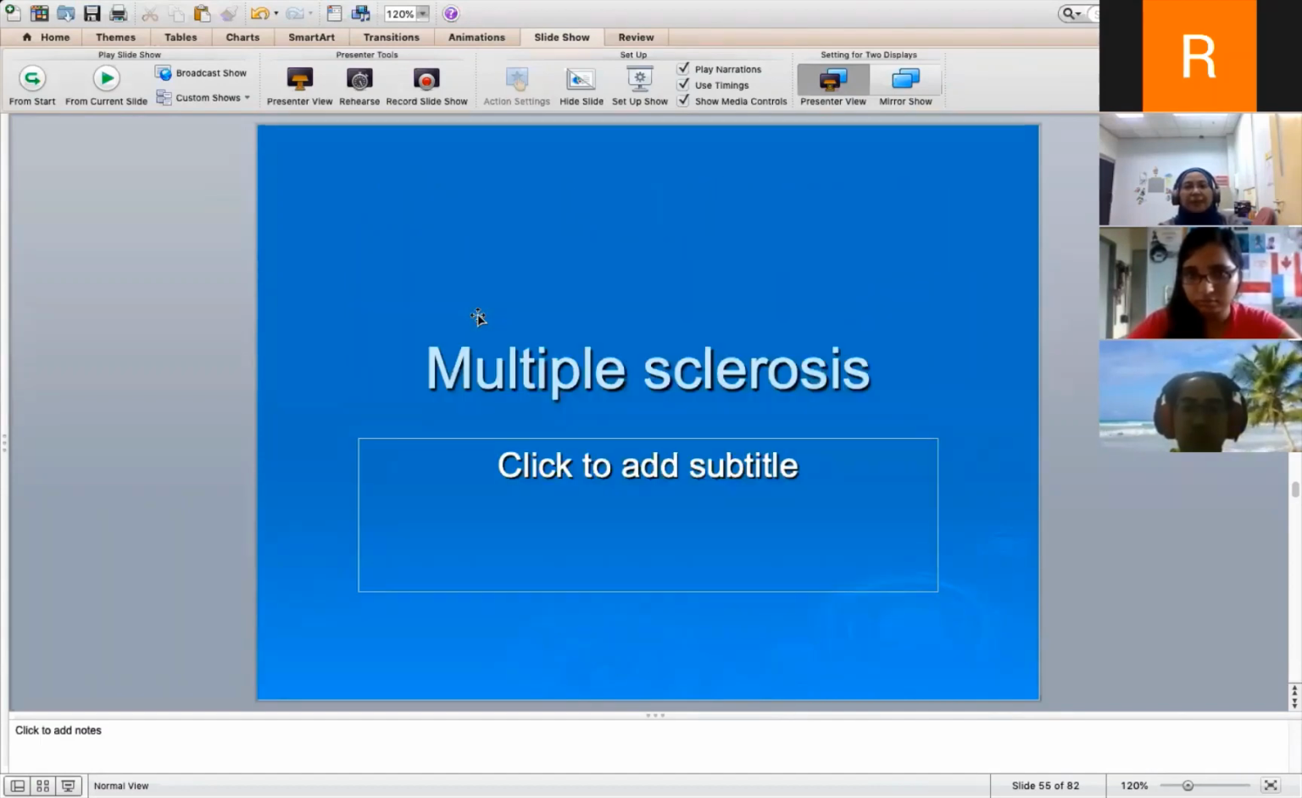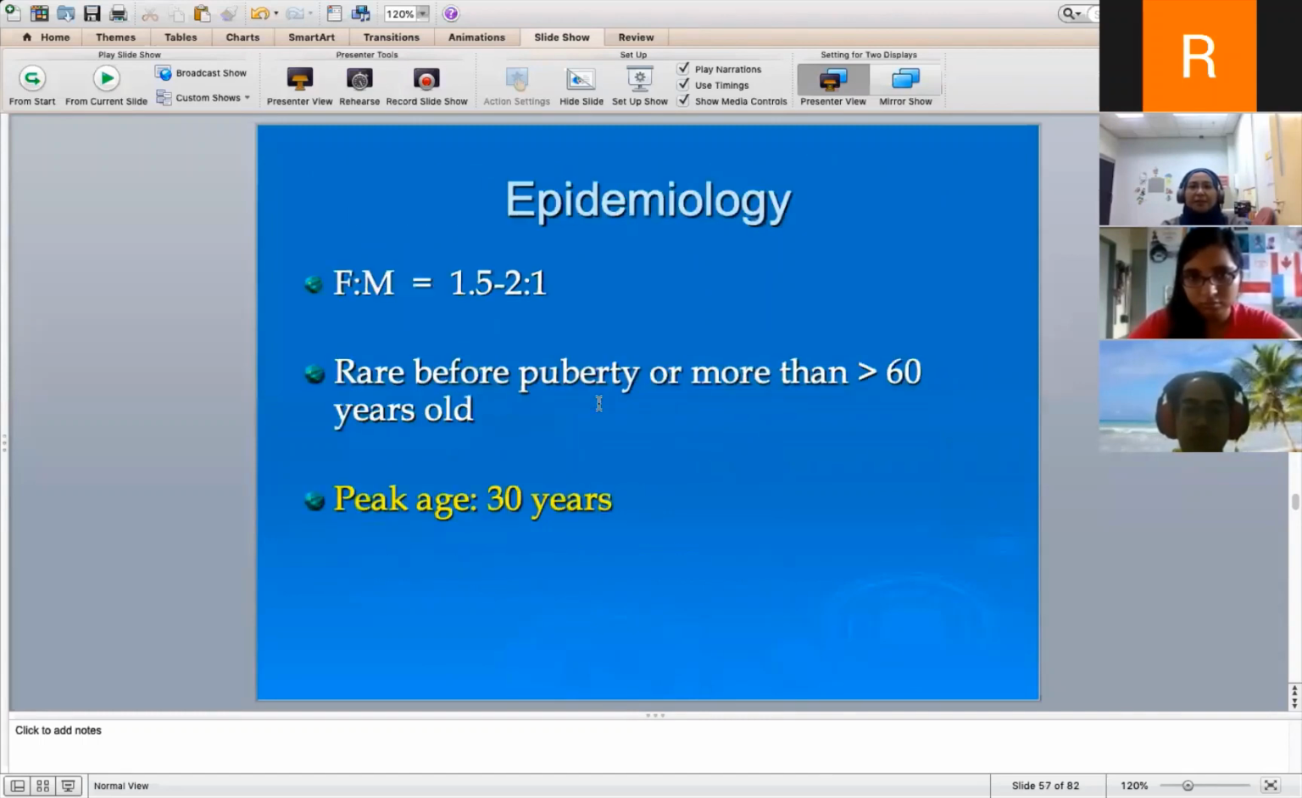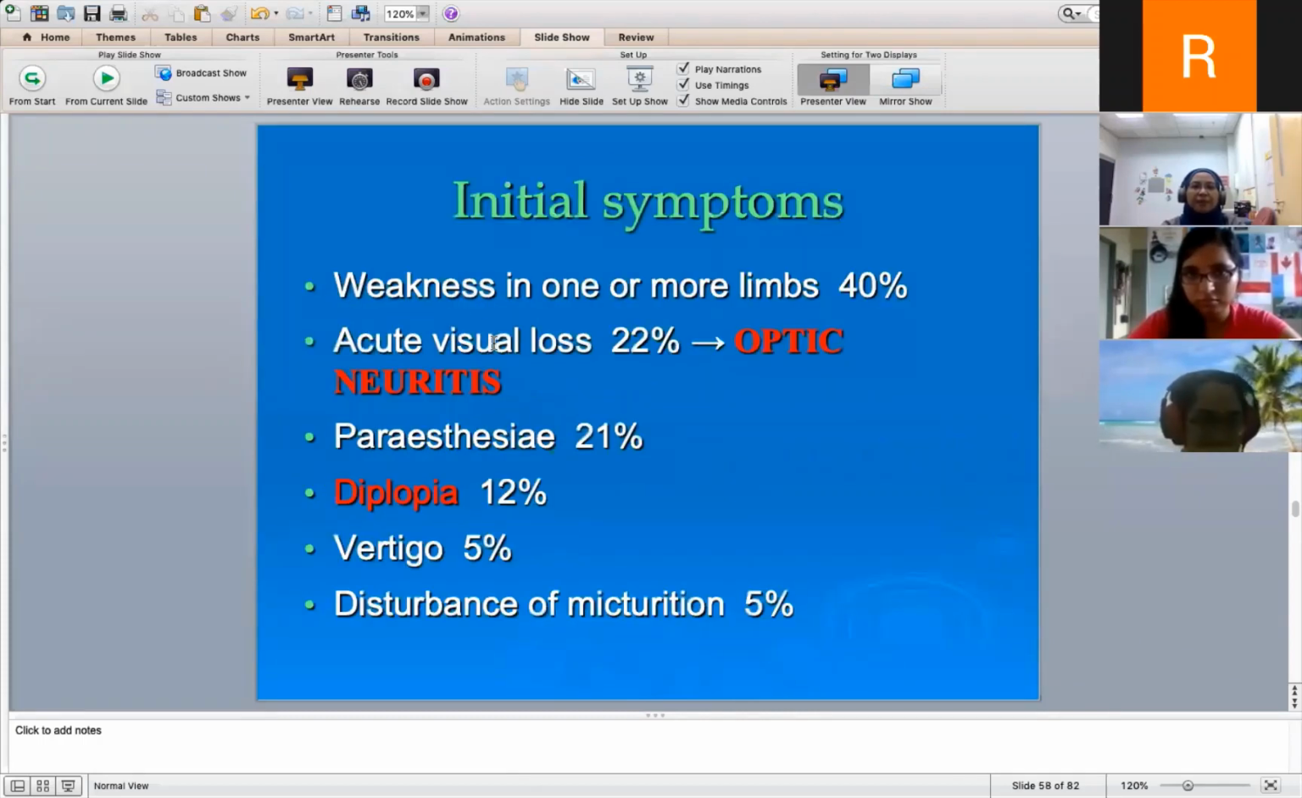Now, let's go to multiple sclerosis. It's a chronic relapsing and remitting disease, sometimes present, sometimes not, of the central nervous system. Where is the inflammation? Inflammation is at the myelin sheath of the axon. It is much more common in females. The peak age is quite young, around 30 years old.